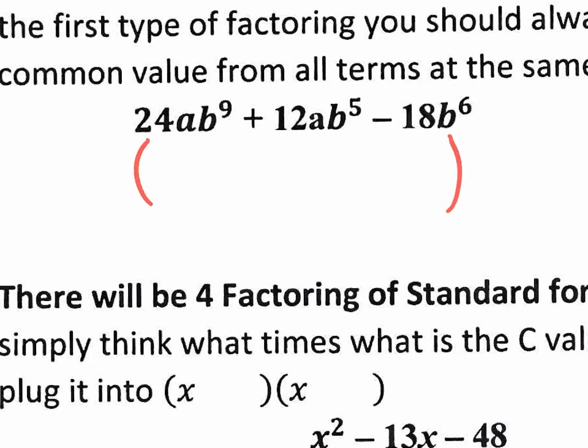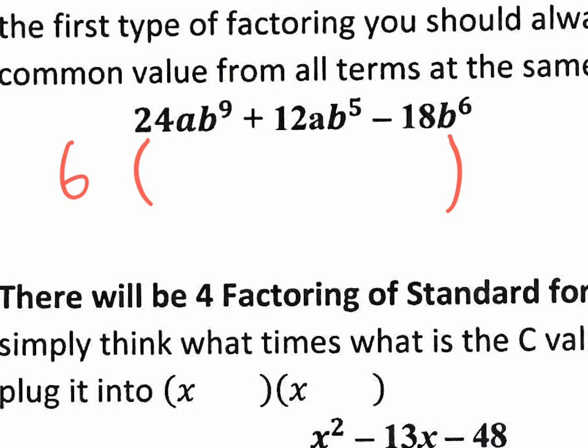So I would put parentheses right below it, and you look at what's in common in all 3 terms. So let's start with the coefficients, the numbers. Well, there's definitely a 2 in common in all 3 terms, but is there a greater value because you want to pull out the GCF? So 6 is definitely the best number.